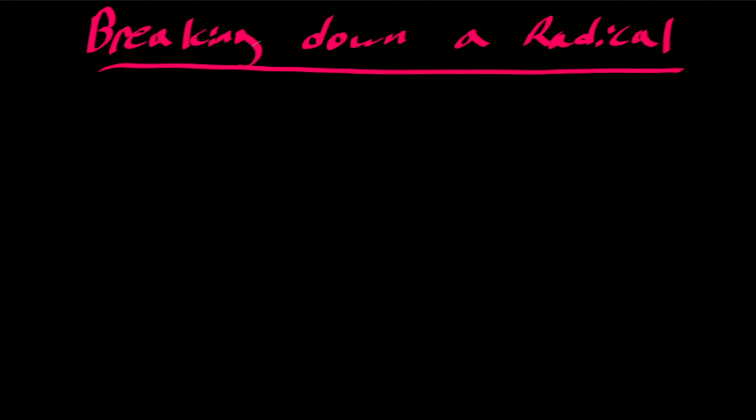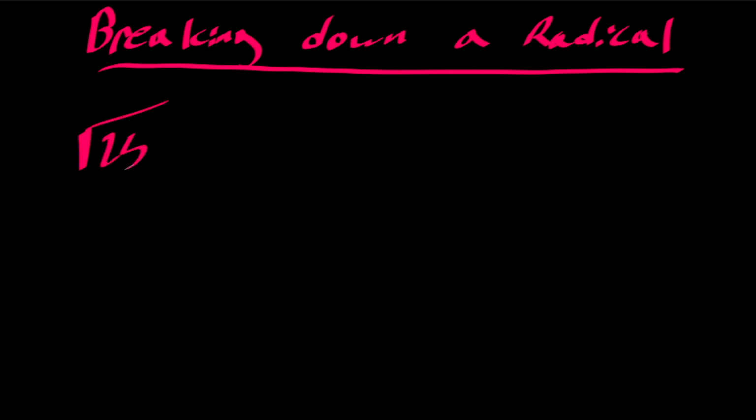So in this video we're going to look at simplifying or breaking down a radical. We all probably by now know that the square root of 49 is 7, so that makes 49 a perfect square. Basically any number you can take the square root of and get a whole number out of is a perfect square. Now we're going to focus on examples where you don't have a perfect square.